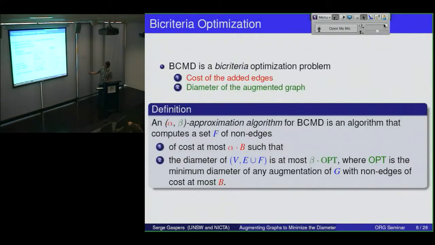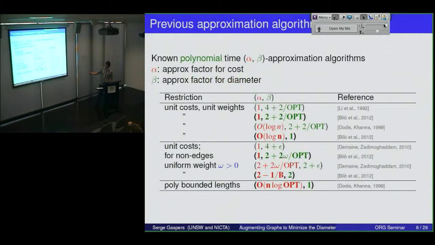So, here for unit costs and unit weights, they wanted to find an optimum diameter, and they over-approximated the budget by a factor of log n, which is quite a lot. And here for polynomially bounded lengths, they also had an optimum diameter, but using even more budget. For two, this result comes into play. So there are a bunch of results like that.